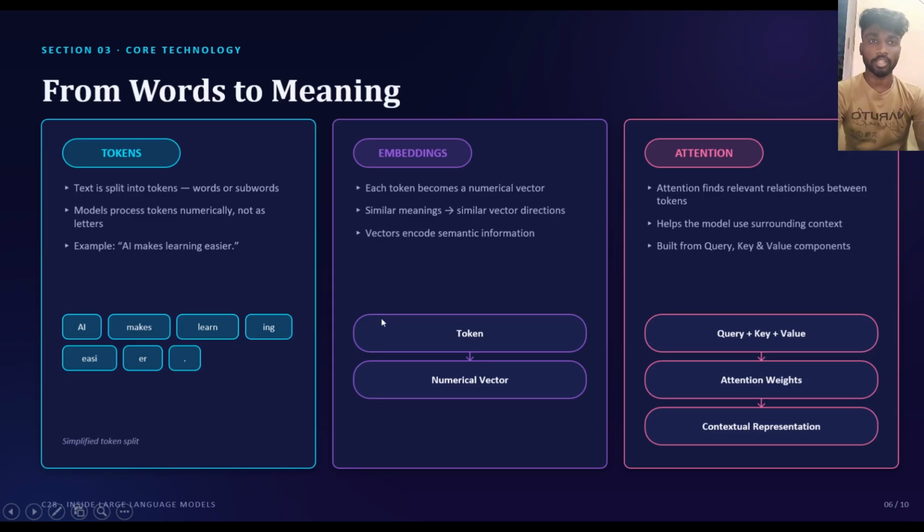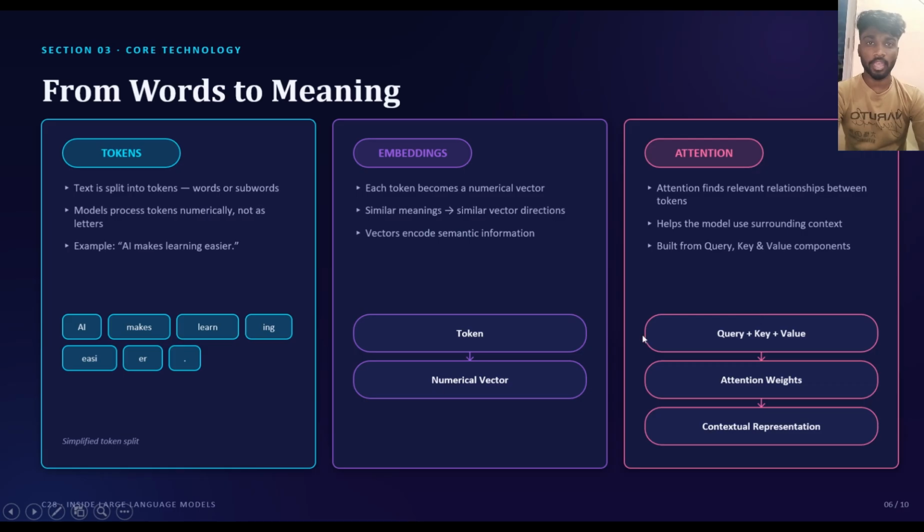Tokens, embeddings and attention. Now let's look at three important concepts: tokens, embeddings and attention. First, tokenization means splitting text into smaller units called tokens. For example, the sentence "AI makes learning easy" can be divided into words or smaller subwords. Next, these tokens are converted into embeddings. An embedding is basically a numeric vector representation of a token. These vectors help the model capture semantic relationships and meaning.